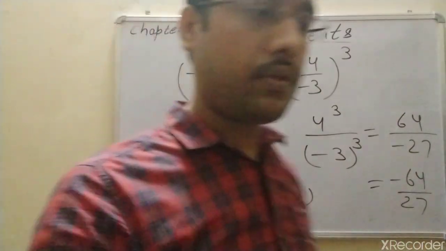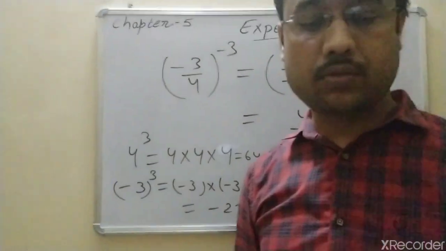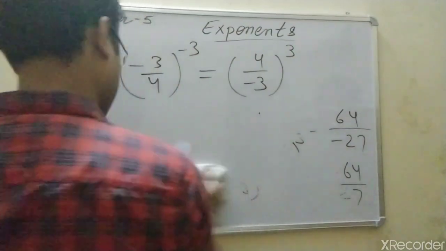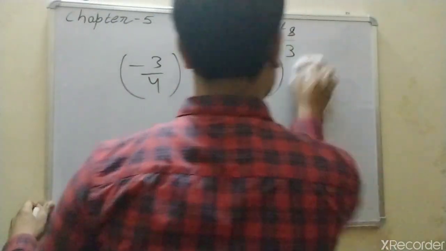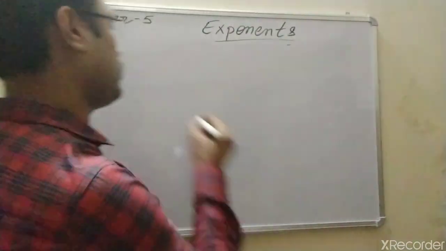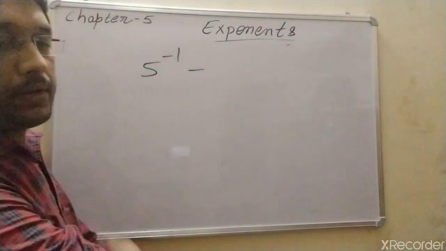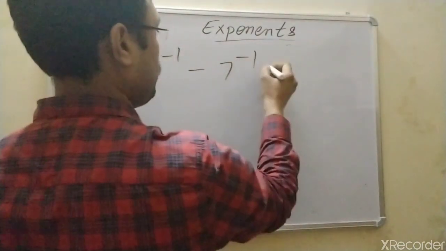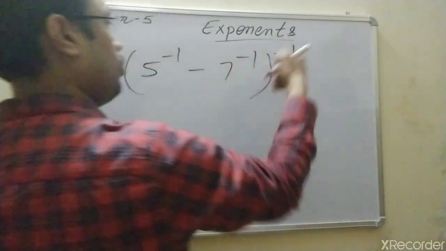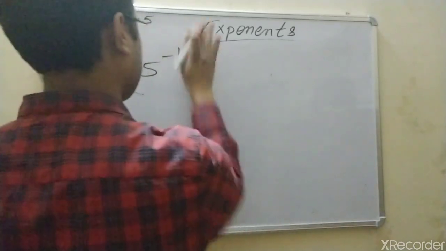Now you can see this. Yes, now the next question. See, these are all simplification questions only. The number is written as 5 to the power minus 1 minus 7 to the power minus 1, and upon this you will get whole power minus 1. That means it is in a bracket. The numbers are given in a bracket.